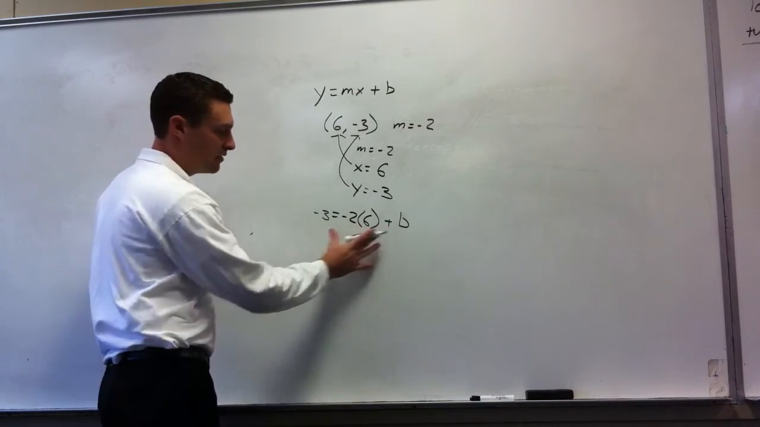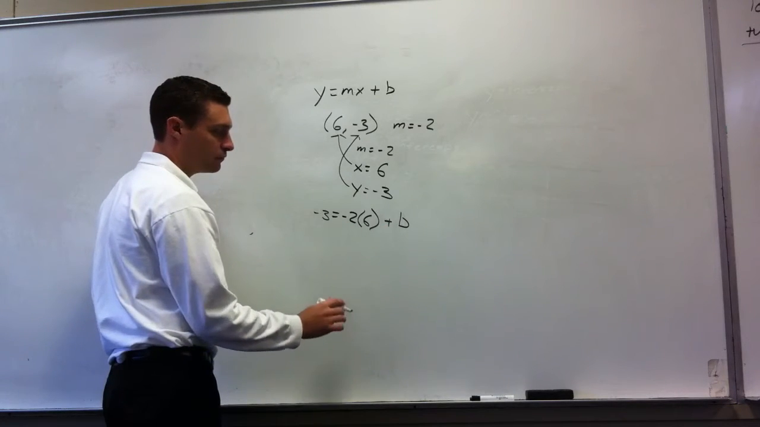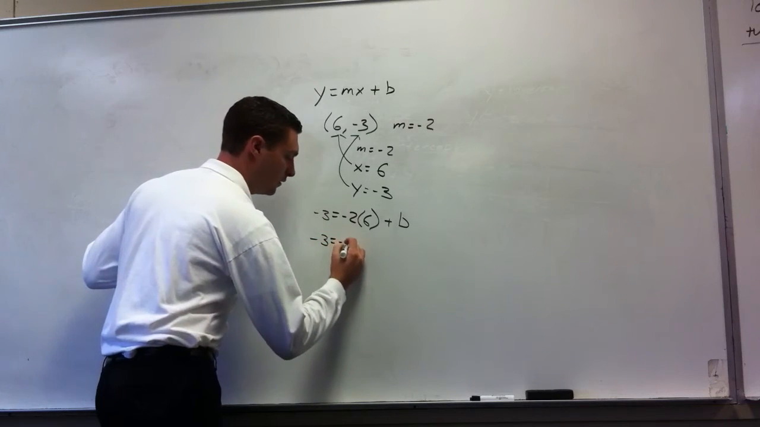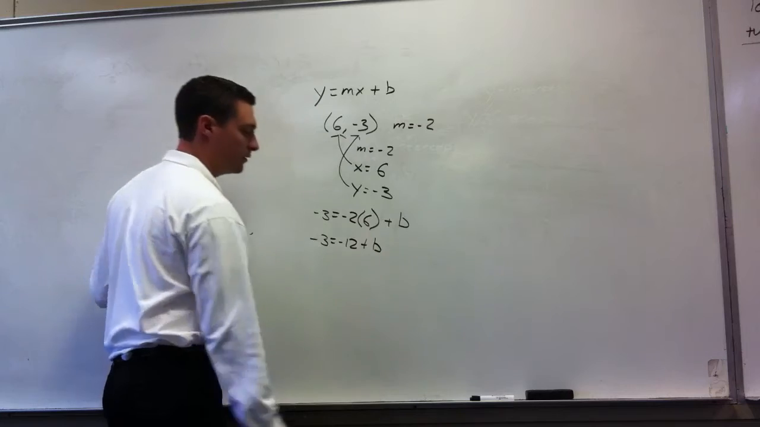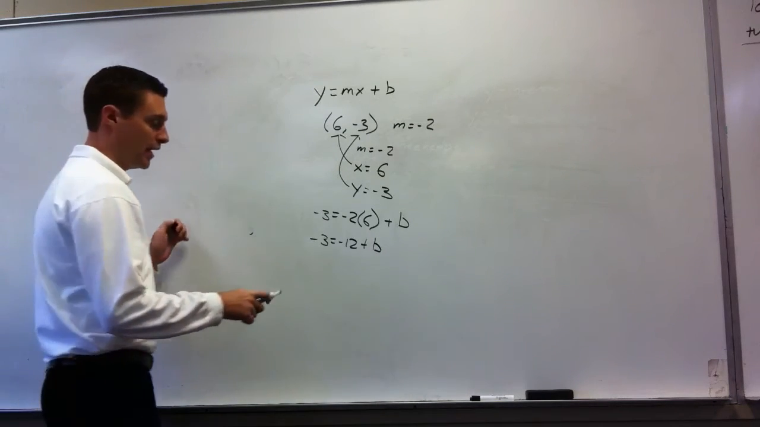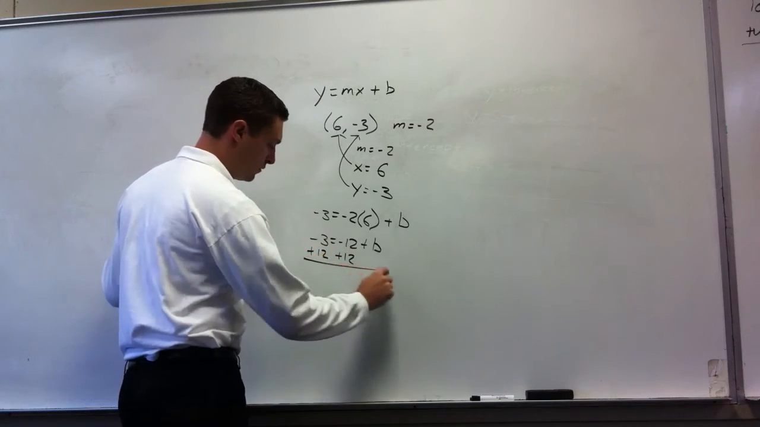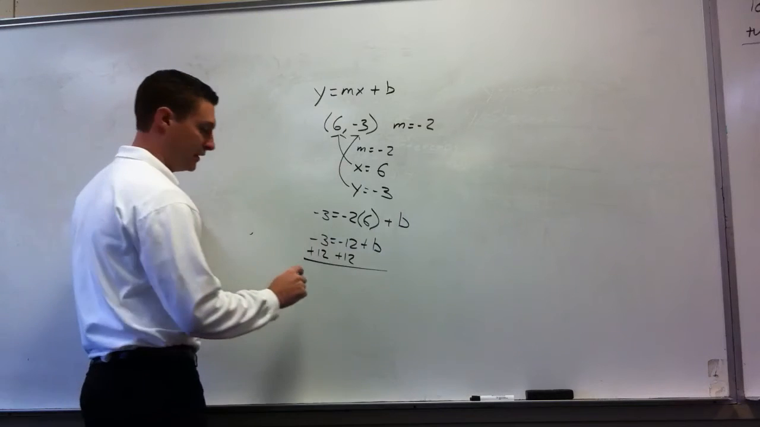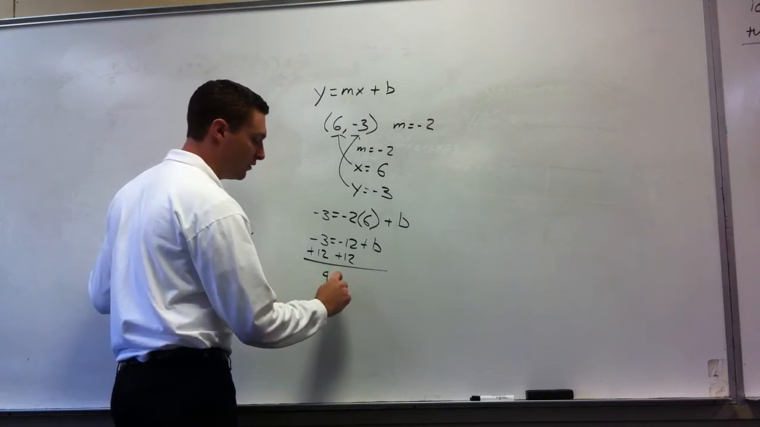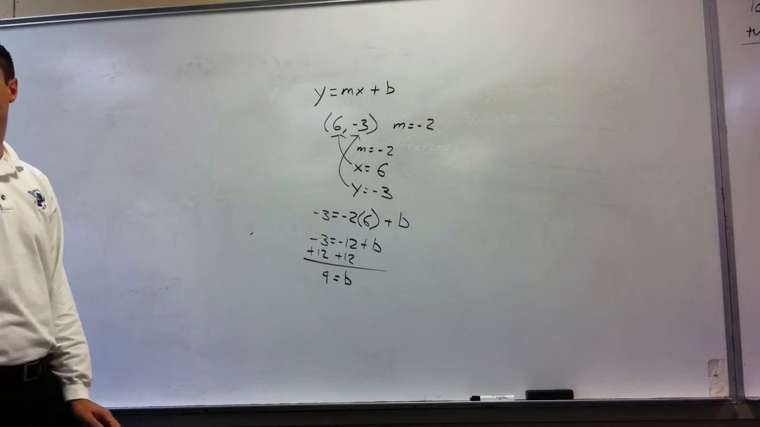So how would I simplify this statement? -3 equals -12. Right. Okay, -2 times 6 equals -12, plus b. So now how do I get b by itself? Add 12 to both sides. -3 plus 12 is? 9. Signs are different, that means you subtract, keep the sign of the larger number. Okay? So b equals 9.